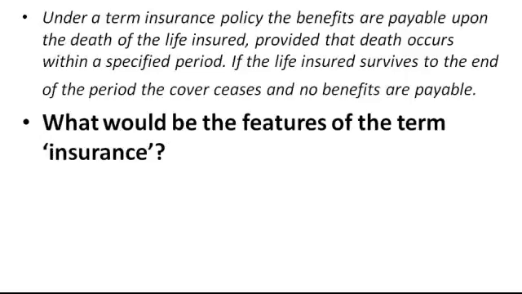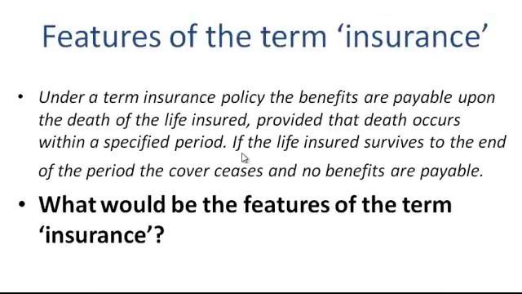Let's use the term insurance as an example. Okay, let's see what sort of features the term insurance has. Under a term insurance policy, the benefits are payable upon the death of the life insured, provided that death occurs within a specified period. So if the life insured survives to the end of the period, the cover ceases and no benefits are payable. So this is what we know about insurance. This is what we can say about the term insurance, especially when a policy is involved.